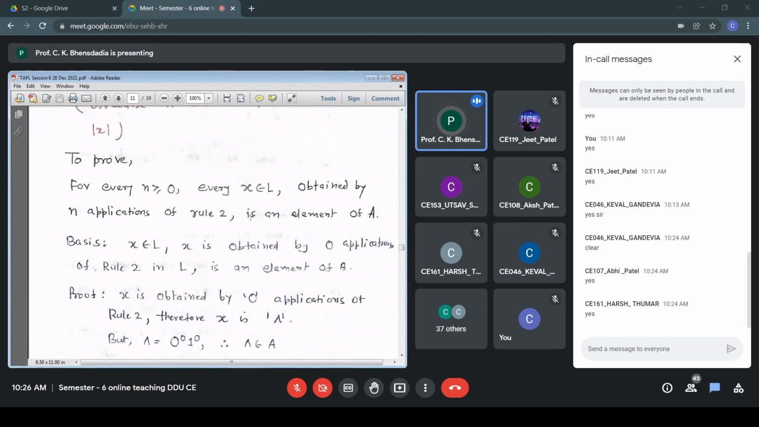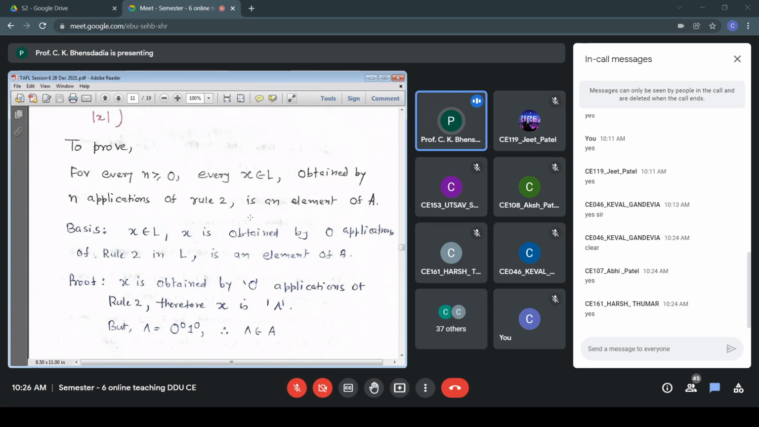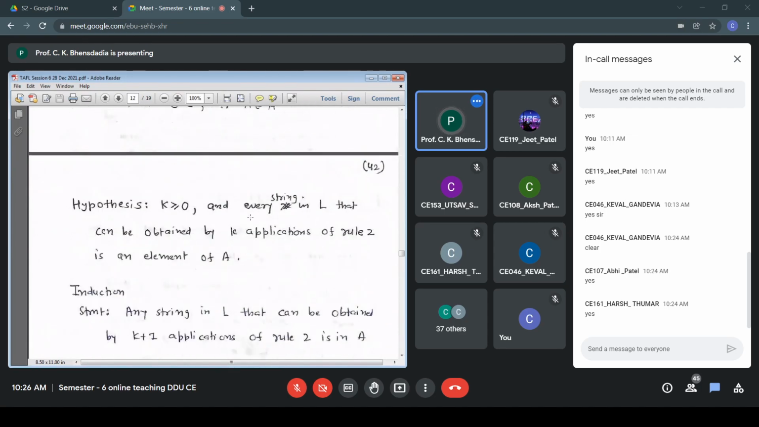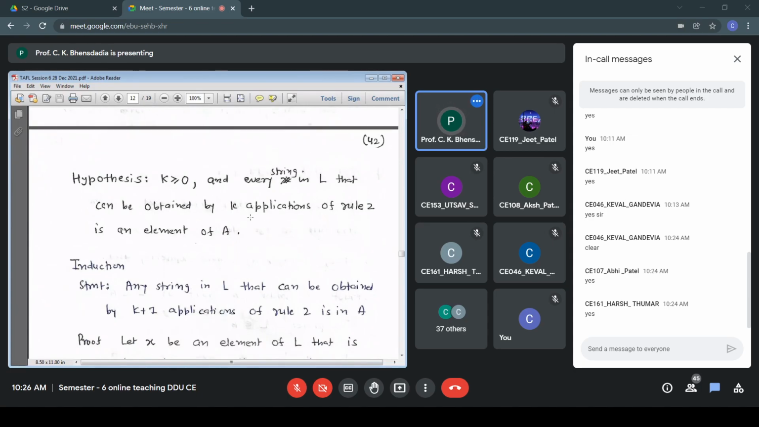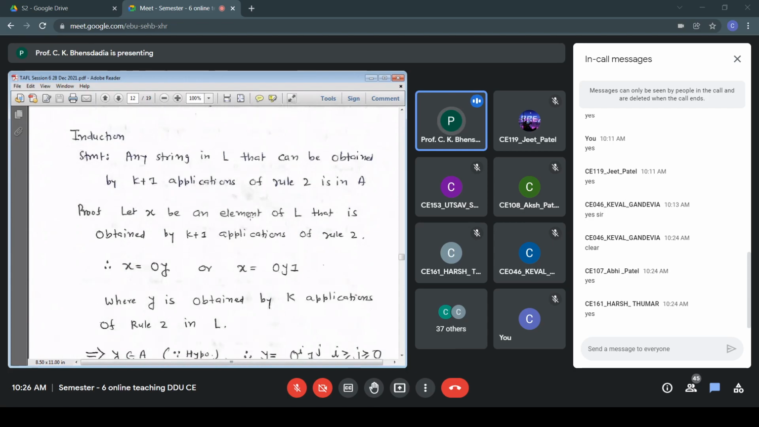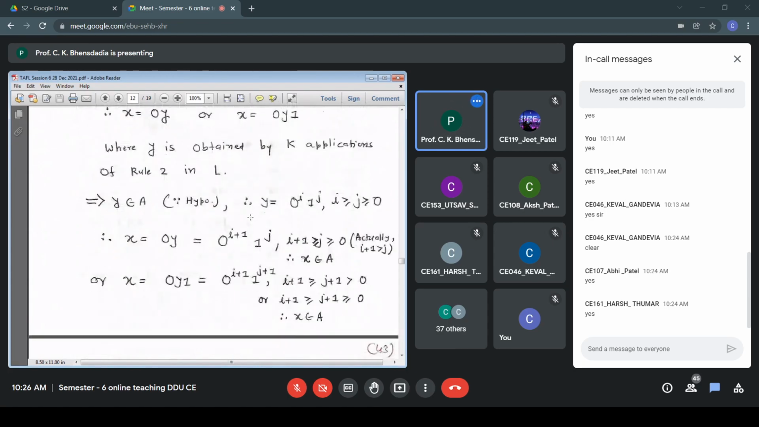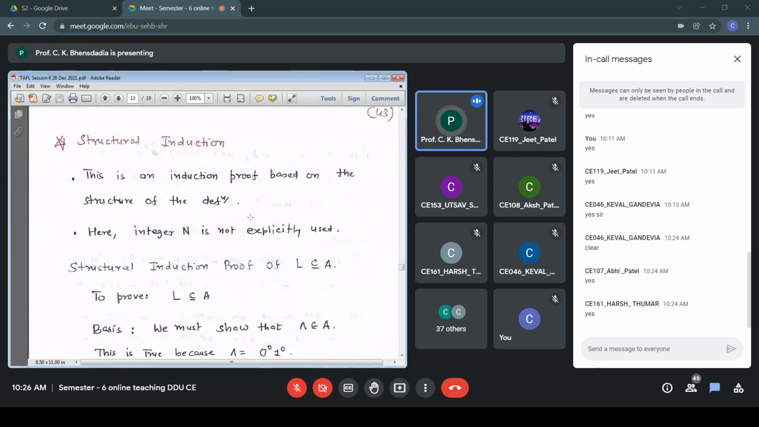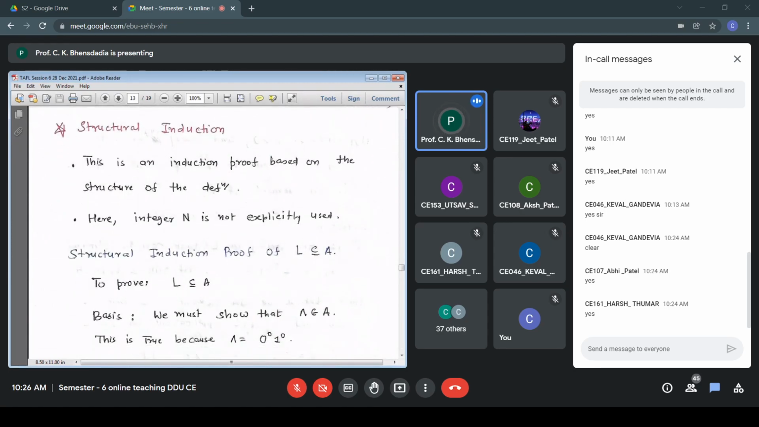That was our basis. X is obtained by zero applications of rule 2 is an element of A. And then we showed that null equal to 0 raised to 0, 1 raised to 0 belongs to A. Exactly same proof. Only those statements we are not writing. We are taking n implicitly, or n depends upon the structure of the definition. So we show in basis that null belongs to A. This is my basis. We must show that null belongs to A, and proof remains same.